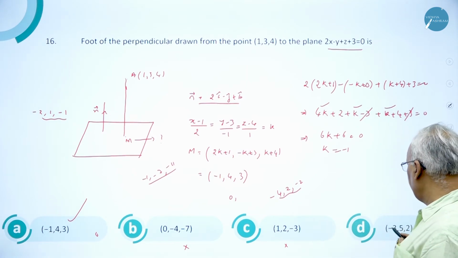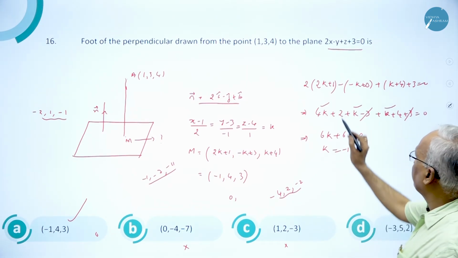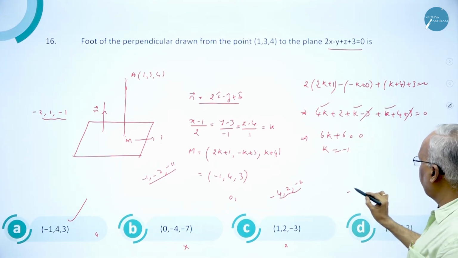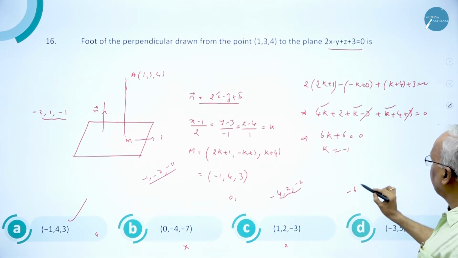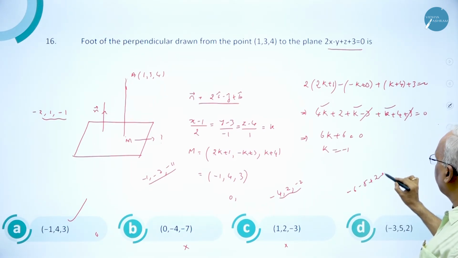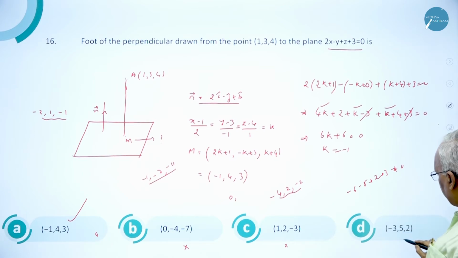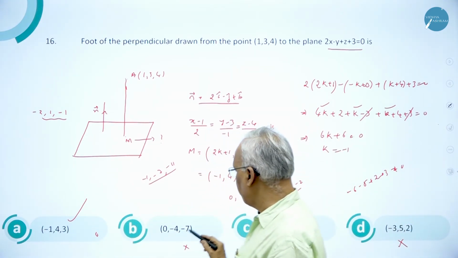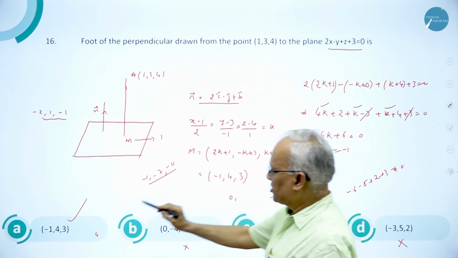That is very simple. You substitute this point in the equation of the plane. Equation of the plane is there. So 2 into minus 3, minus 6. 5 into minus 5. Plus 2 plus 3 not equal to 0. So this doesn't satisfy. So don't waste time in substituting here because you could eliminate 3 answers. So it has to be this.